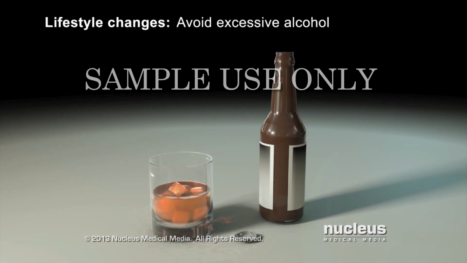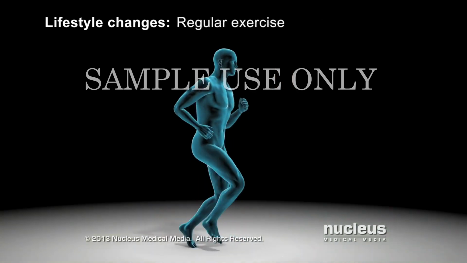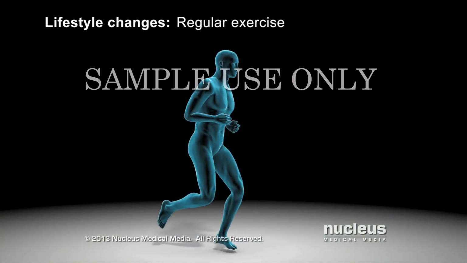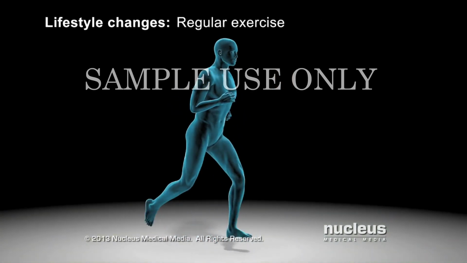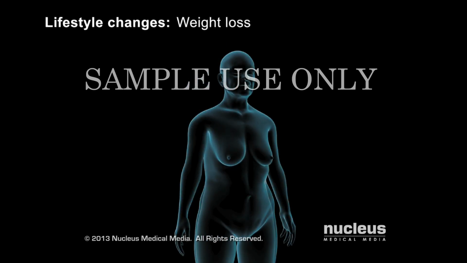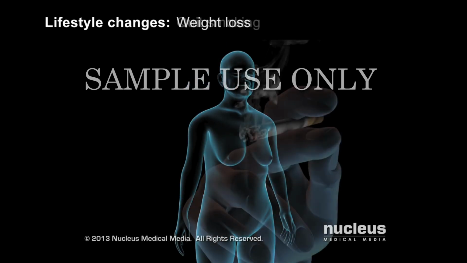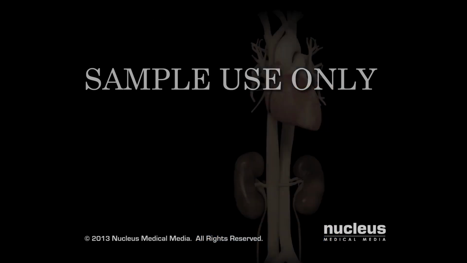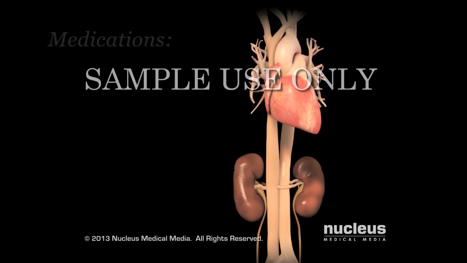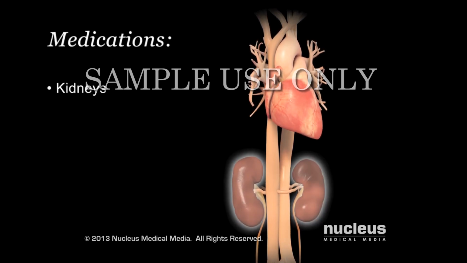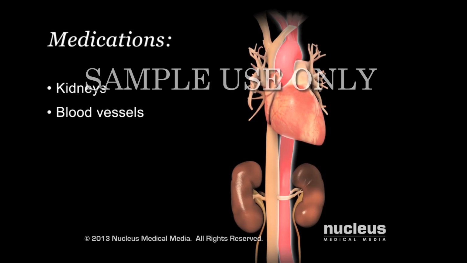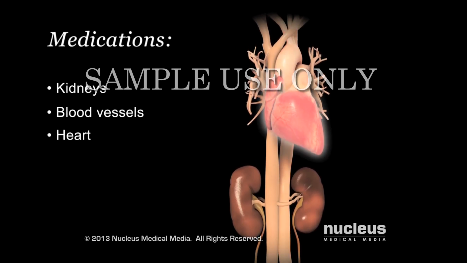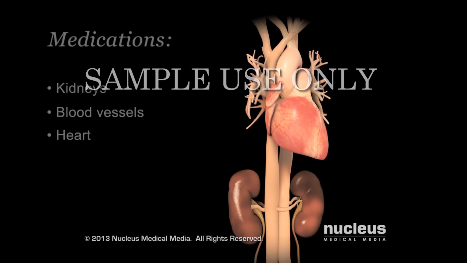Other lifestyle changes that can reduce blood pressure include avoiding excessive alcohol intake, getting regular exercise, losing weight if you are overweight, and quitting smoking. Your doctor may also recommend medications that act on your kidneys, blood vessels, or heart to help reduce your blood pressure.